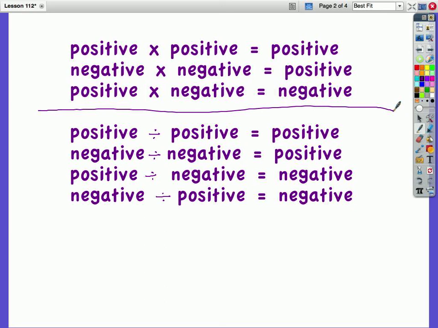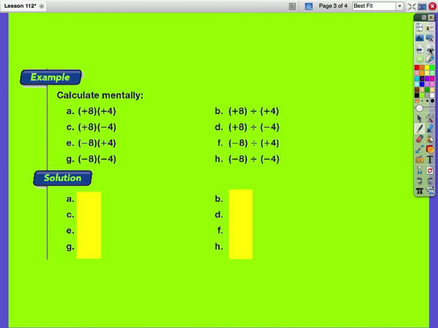Now, when we're dividing, if our sign's the same, once again, it's going to be positive. If our signs are different, so it's positive divided by negative or negative divided by positive, our answer is going to be negative. So when we're multiplying and dividing, if our signs are the same, it's going to be positive. If our signs are different, it's going to be negative.